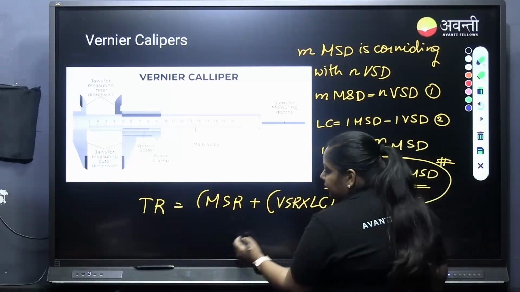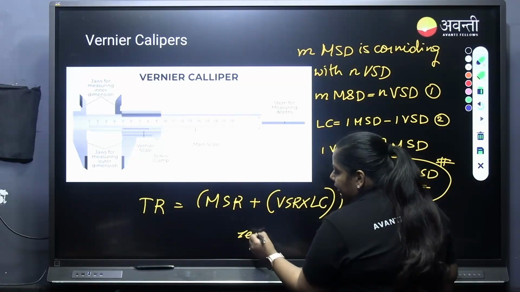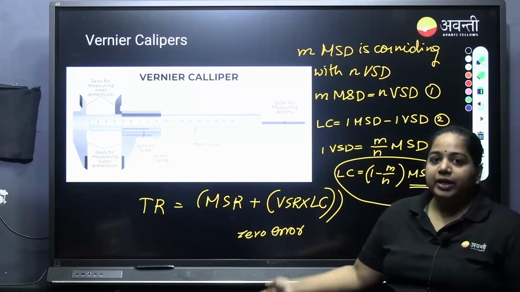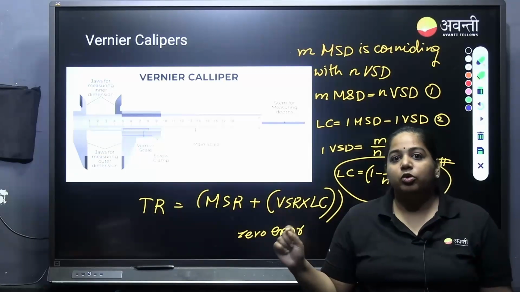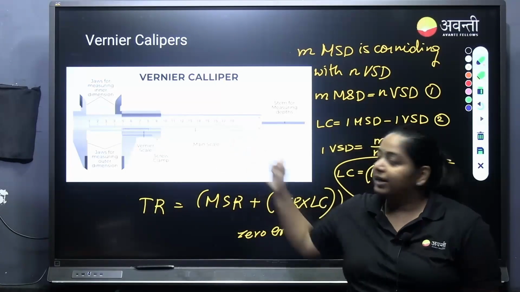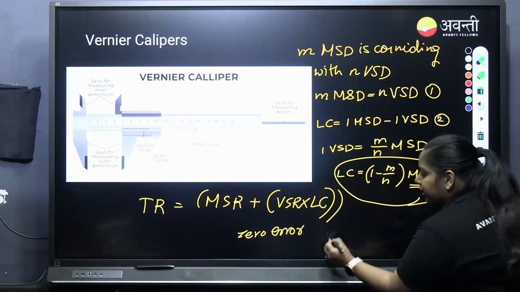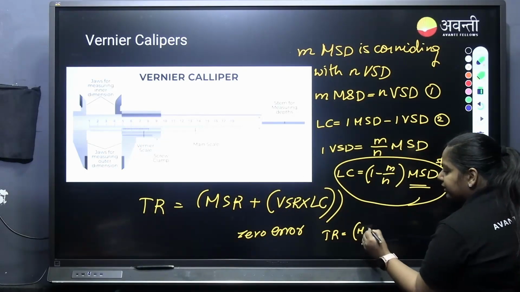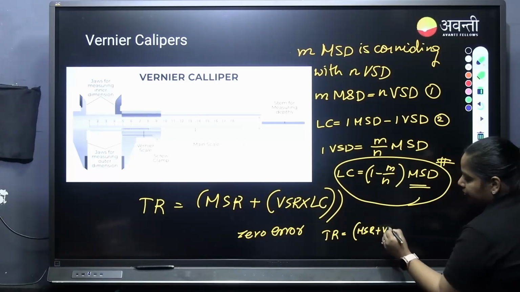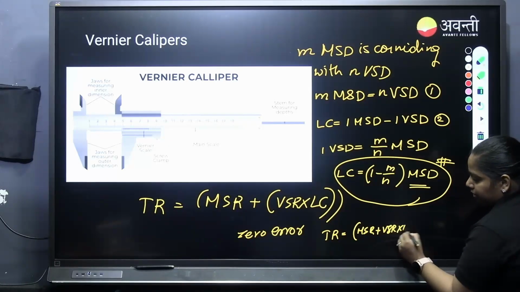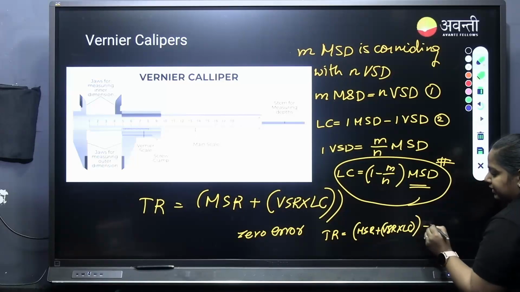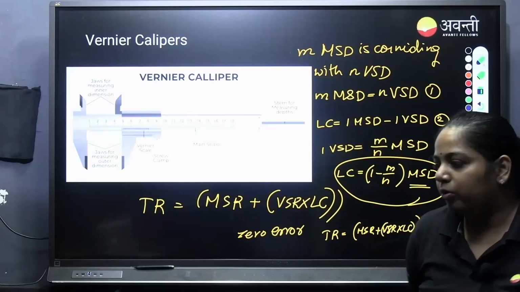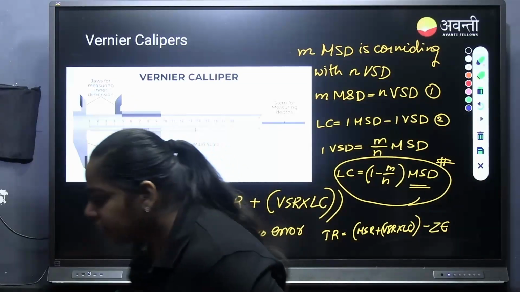Another thing is that sometimes there will be zero error. Zero error you always have to subtract in vernier scale. So total reading will be MSR plus VSR into LC minus zero error. I hope everybody understood this.